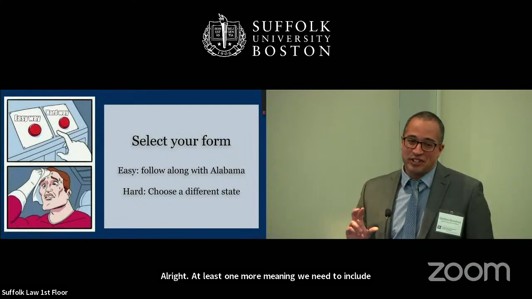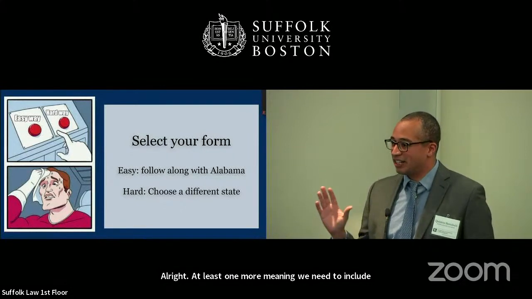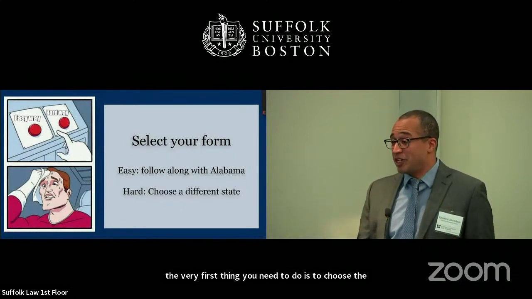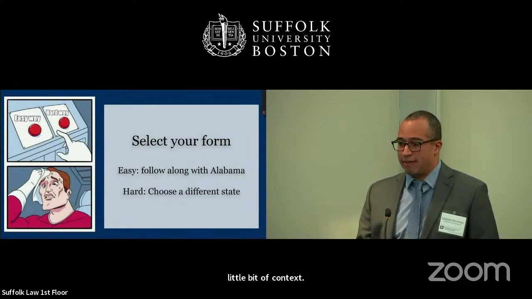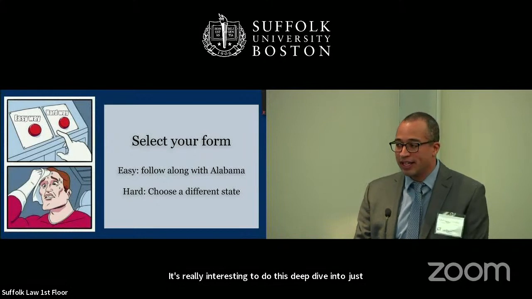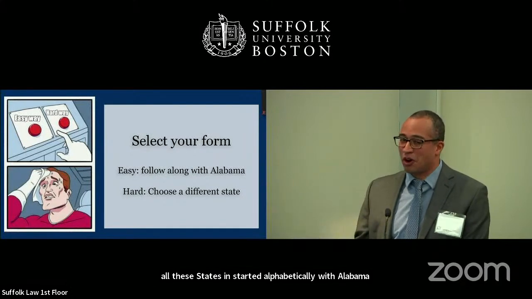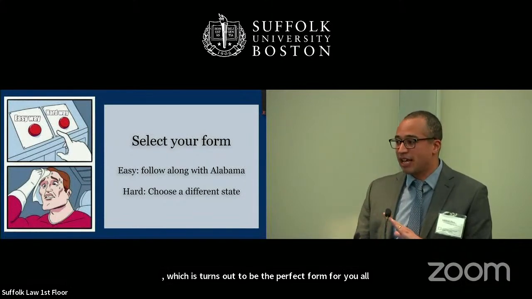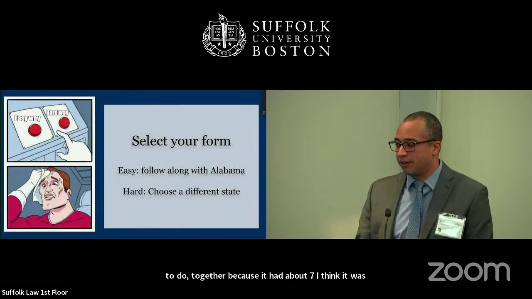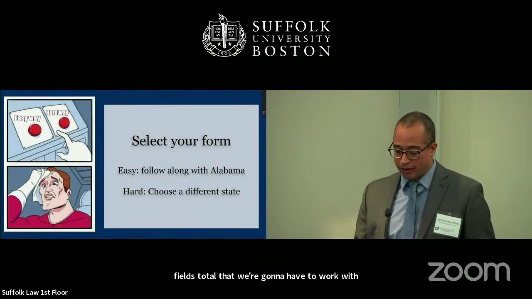The very first thing you need to do is to choose the form that you want to work on. And I'm going to give you a little bit of context. It's really interesting to do this deep dive into just name change forms, because what we did is, as we pulled all these states in, started alphabetically with Alabama, which turns out to be the perfect form for you all to do together, because it had about 7 fields total that we're going to have to work with. Relatively easy and straightforward.